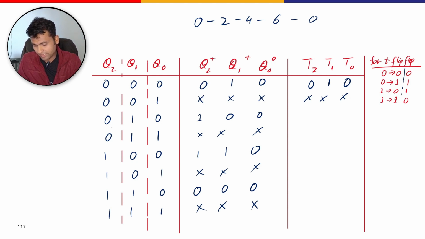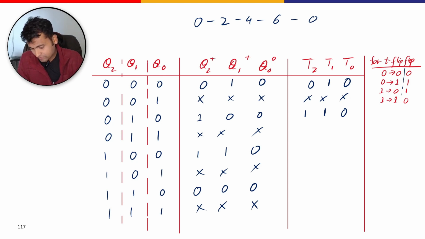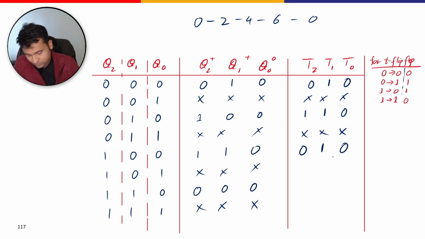Then again we look at this: for Q2 going from 0 to 1, the T2 value should be 1. For Q1 going from 1 to 0, T1 should be 1. And for Q0 going from 0 to 0, T0 should be 0. Next, if this is 0 going to don't care, then obviously this is going to be don't care. Then here for 1 going to 1, no toggling is happening, therefore T2 is 0. From 0 to 1, toggle is happening. From 0 to 0, no toggling, therefore 0. So it's 0, 1, 0.